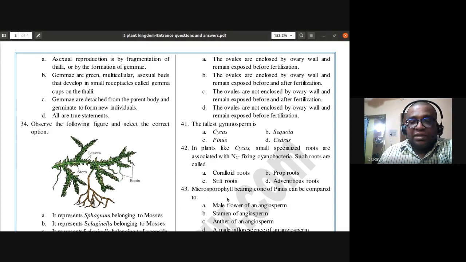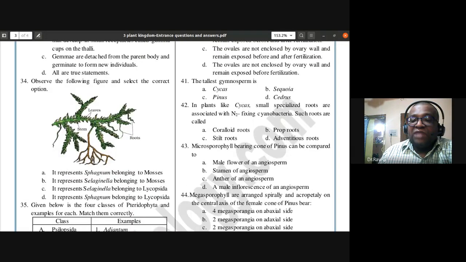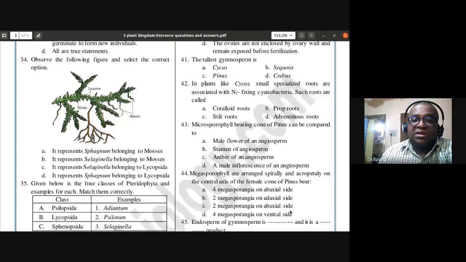43rd, the microsporophyll bearing cone of Pinus can be compared to the male flower of an angiosperm. So the microsporophyll bearing cone of Pinus can be compared to the male flower of an angiosperm. 43rd, A is the answer.